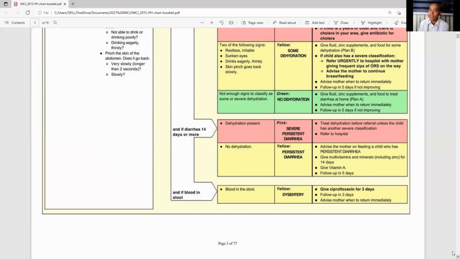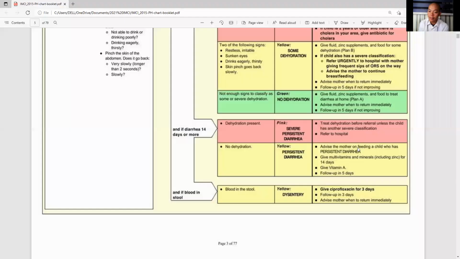So they were trying to treat the diarrhea at home and it is now more than 14 days. If dehydration is present, it is severe persistent diarrhea. Treat the dehydration before referral. Okay, so it depends. Can the infant or child drink? Or can we give an IV line? If dehydration is not present despite diarrhea for 14 days, here our classification is persistent diarrhea.